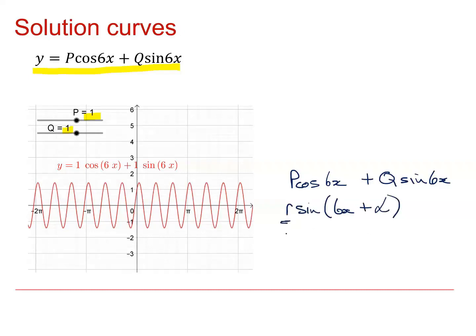And r represents the amplitude, alpha represents the phase, and that's a translation parallel to the x-axis for the sine wave, and this relates to the frequency. And in this example, this tells us that this is going to oscillate 6 times over the range 0 to 2 pi, which you can see from this plot here.